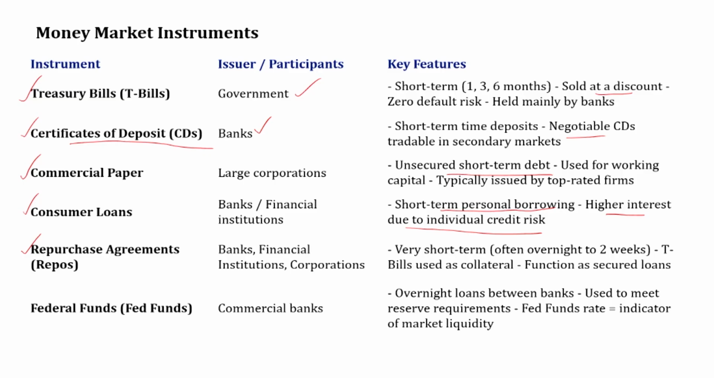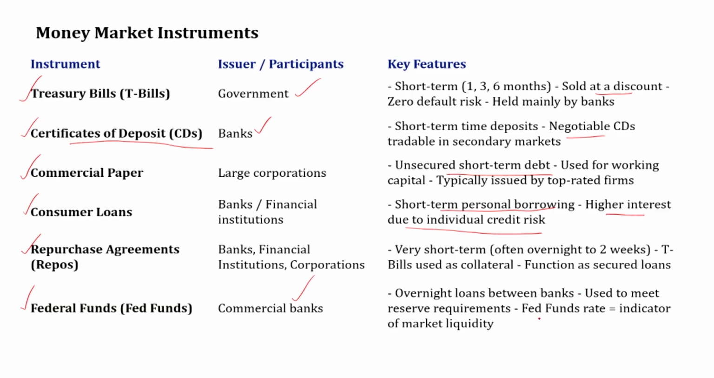Then moving to the last one here, this is called federal funds, or in short, Fed funds. These are mainly loans between commercial banks, mainly to meet their reserve requirement at the central bank. These are overnight loans between commercial banks, typically used to meet short-term reserve requirements. The interest rate on these loans is called the Fed funds rate, especially in the US.